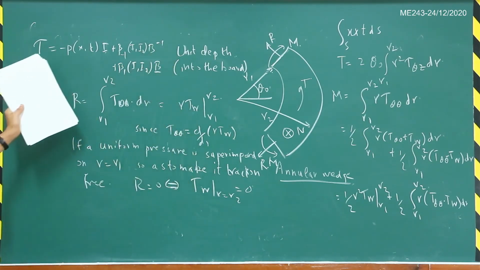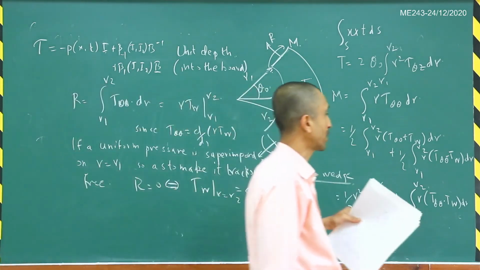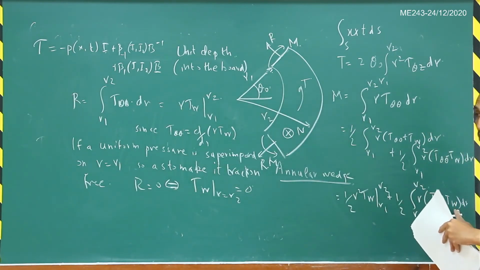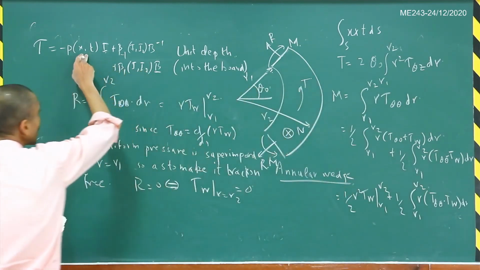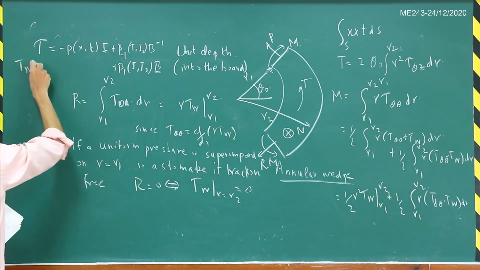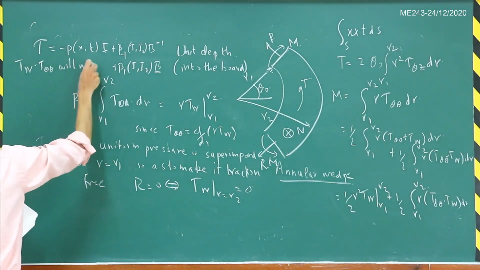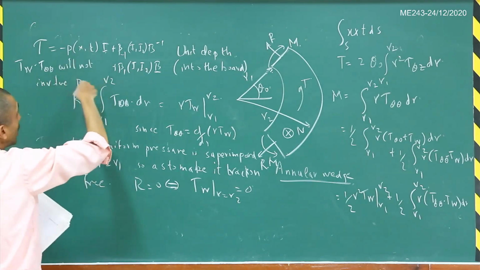Now you will see that if I can get an expression for the difference of the two normal stress components, then that will not involve this p, correct? Because that will get cancelled, right? So for example, tau r r minus tau theta theta will not involve p, because that will get cancelled from the two expressions here.